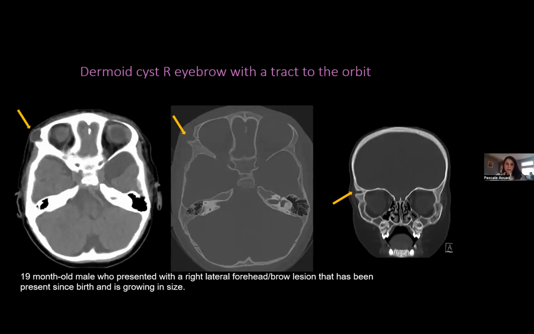This is an example of a dermoid cyst in the upper outer region of the orbit, which is the most common location in this area, in a 19-month-old male who presented with a mass in this region that was growing in size since birth. On the soft tissue kernel, we can appreciate a well-circumscribed lesion of fluid density in the center with a thin wall. We can see associated osseous remodeling and lytic changes with a thin sclerotic rim. Additionally, we can appreciate in this region a tract that is extending toward the superolateral portion of the orbit.